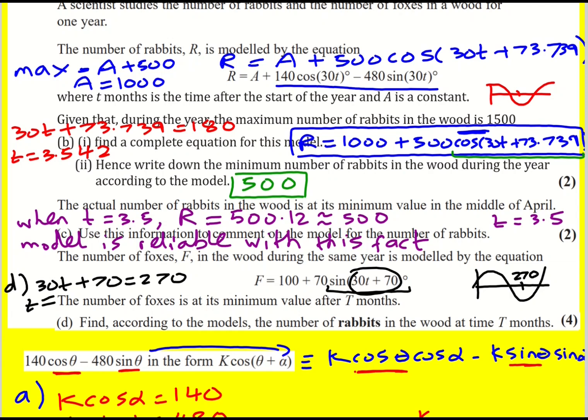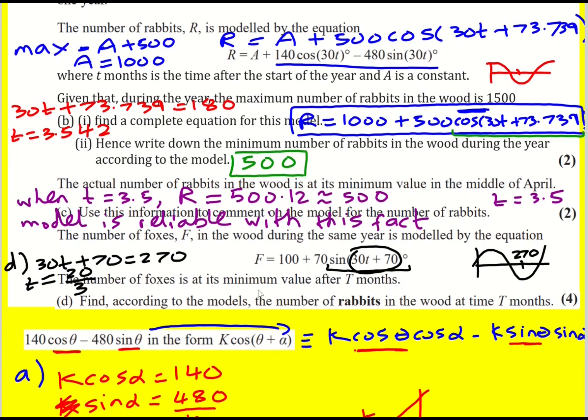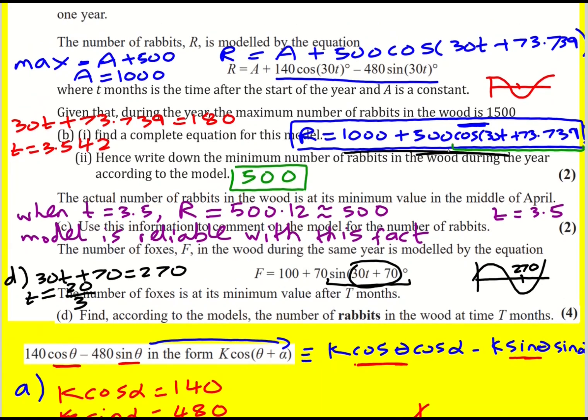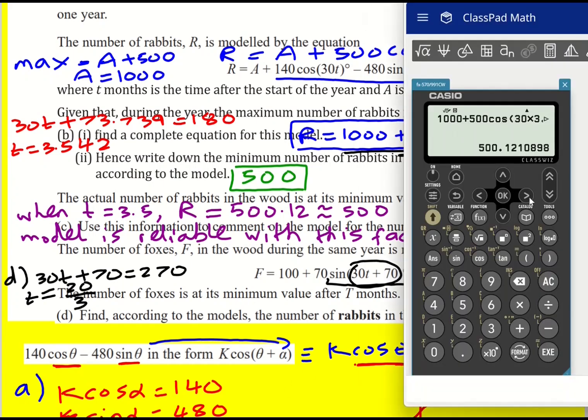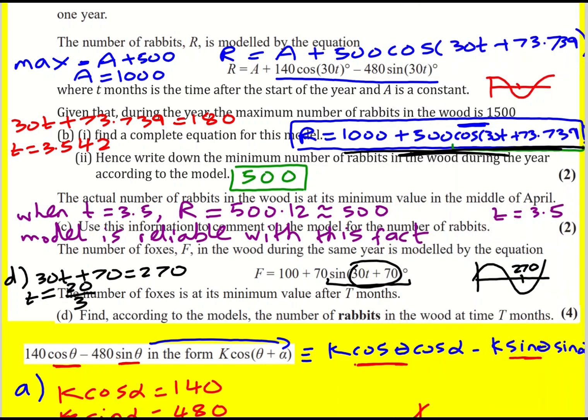Minus the 70, that's 200. Divide by 30, I get 20 over 3, which is 6 2/3. We don't need to relate it to what month that is or anything. All we've got to do is substitute that back in to here. So I will return to my calculator because I had it already. This time, instead of 3.5, I'm going to be putting in 20 over 3. And that will give me 1032.6.